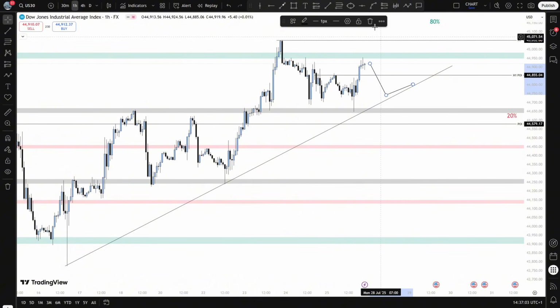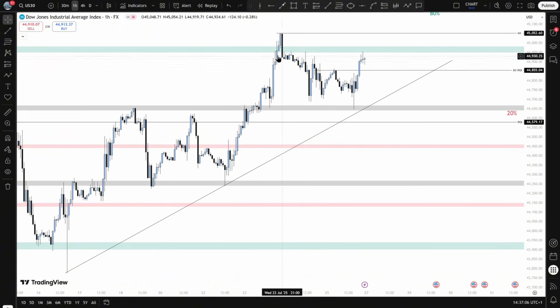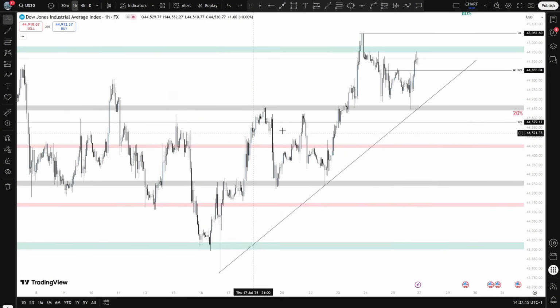But overall, where I'm expecting US30 to get to is this H1 POI key level, 44,855.04 there. That is the level I'm going to be expecting US30 to get to.